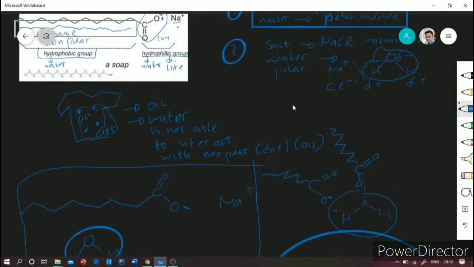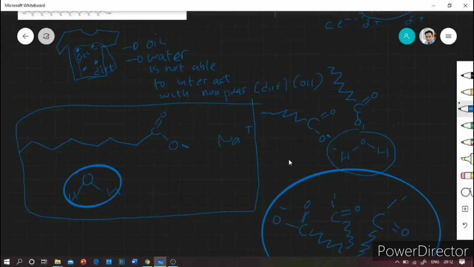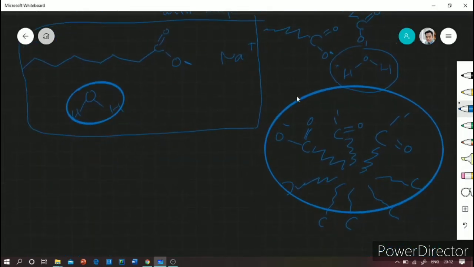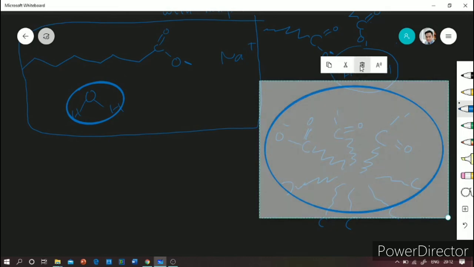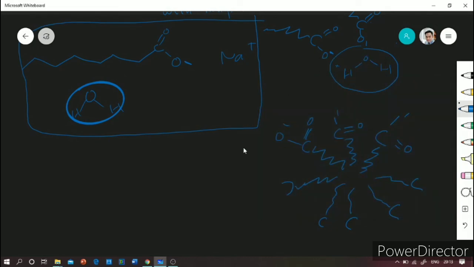Wait, just bear with me. Okay, so this is the negative, and then this is the positive. And water will be in here. There is water, water, water on the outside of it. The one that will interact with water is the COO part. The COO part, the COO part, they all will interact with water.